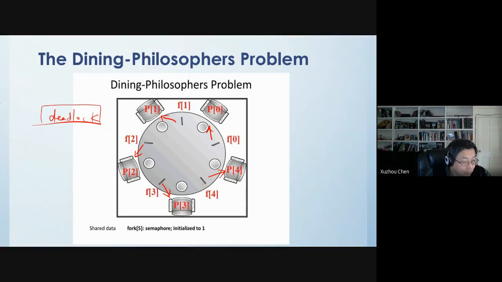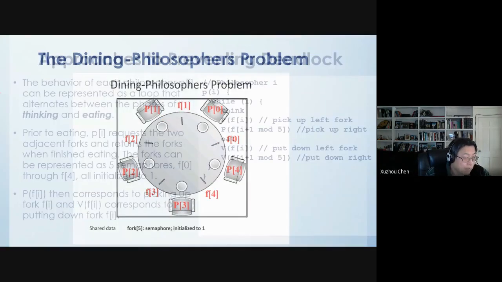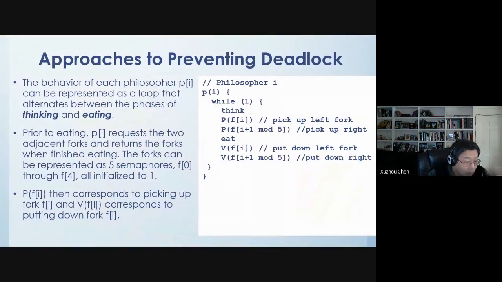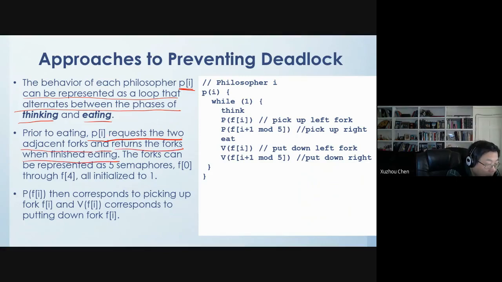So let's take a look at the solutions we may implement. The behavior of each philosopher Pi can be represented as a loop that alternates between the phases of thinking and eating. Prior to eating, philosopher i requests the two adjacent forks, and returns the forks when finished eating. The forks can be represented as 5 semaphores. So that's the solution we want to provide.